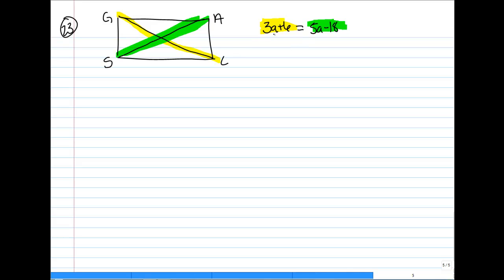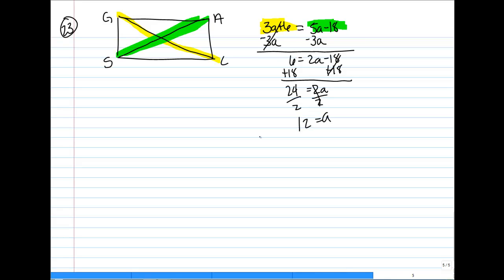What is A? So move your A's all over to one side. 6 is equal to 2a minus 18. Add 18 to both sides. 2a is equal to 24. Divide both sides by 2. And a is 12.